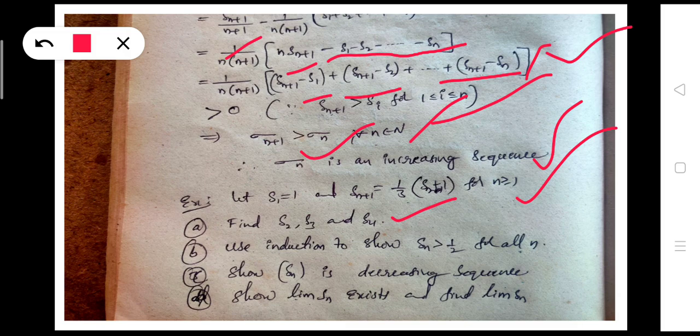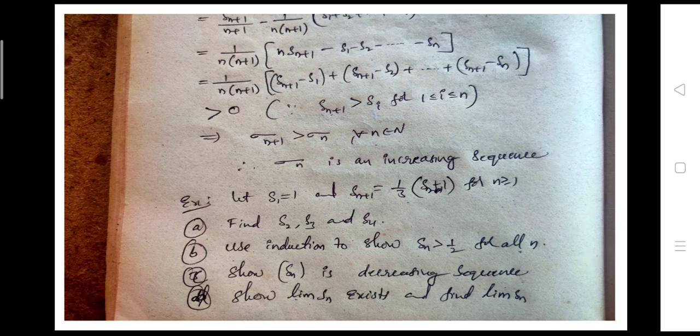And the second question: use induction to show Sn is greater than 1/2 for all n. And show Sn is a decreasing sequence. Show limit Sn exists. Find limit Sn. This is the question. We need to go to the next slide.